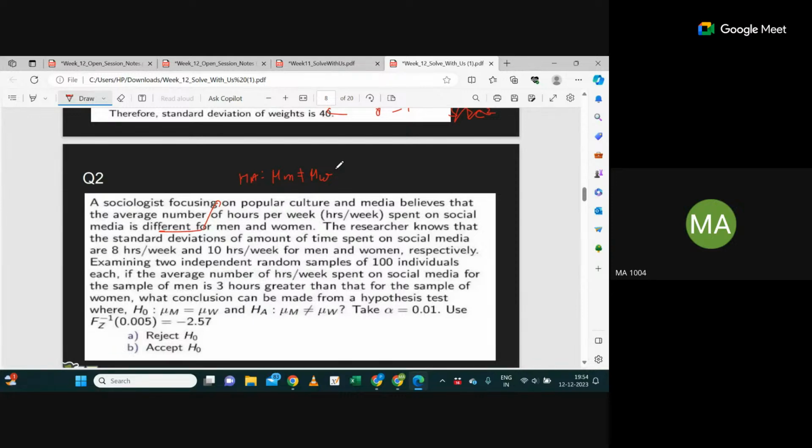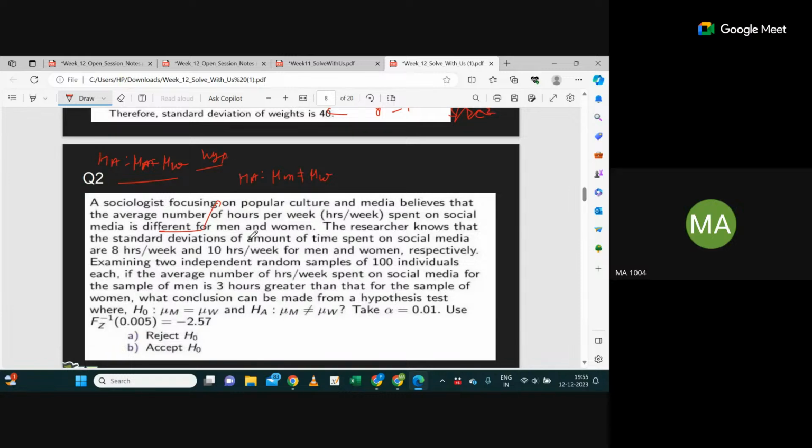If you mention that the number of hours per week spent on social media for men is greater than women, accordingly we will decide our alternative, right? Null you can always define by assuming both are the same, for men and for women. So this hypothesis is clear. How you can define it, right?